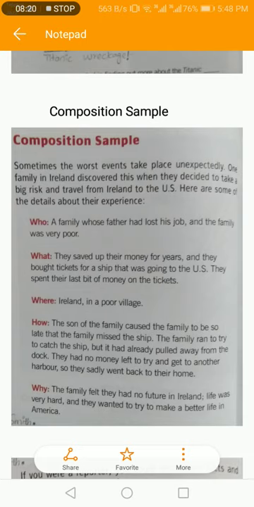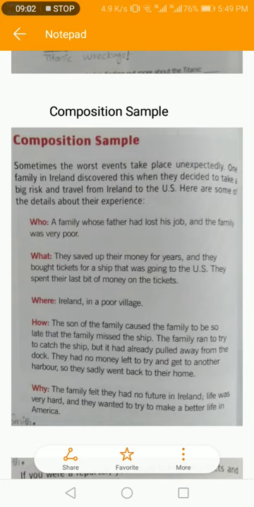Who? A family whose father has lost his job and the family was very poor. So this report is about a family who decided to take a big risk and start traveling from Ireland to the US. Now the question is, who was the family? A family whose father had lost his job and the family was very poor. The family was very poor because the father of the family had lost his job.